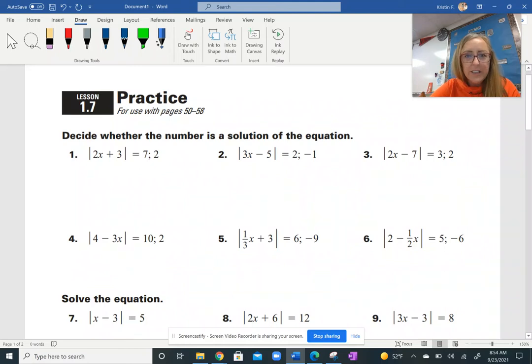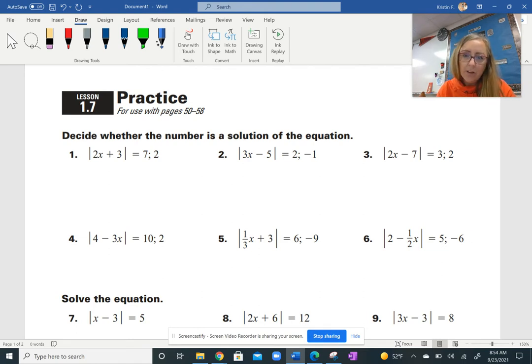Hey everybody, I just wanted to give you a few pointers to hopefully help get you through your 1 through 23 odds assignment today. In 1 through 6, I know we didn't have an example like this in our notes, but the directions just say decide whether the number is a solution to the equation.